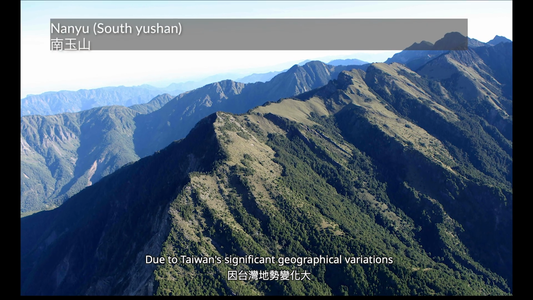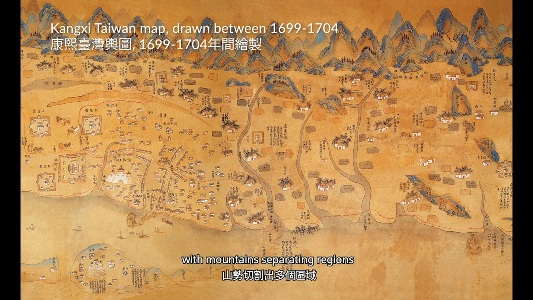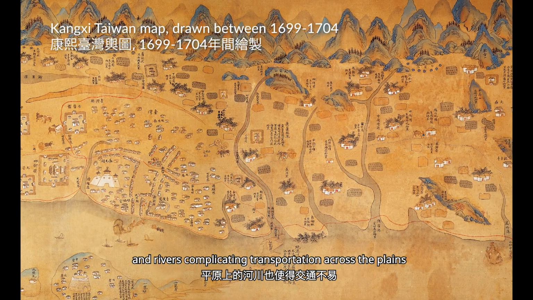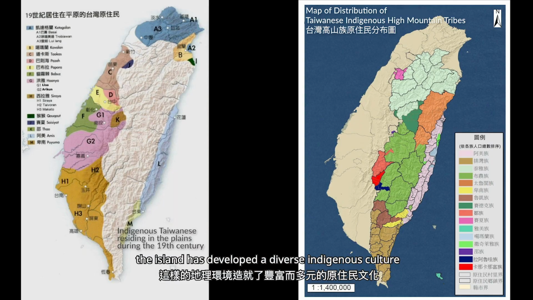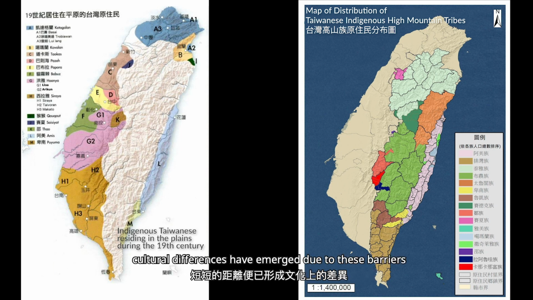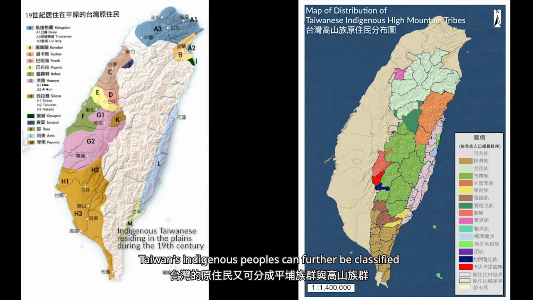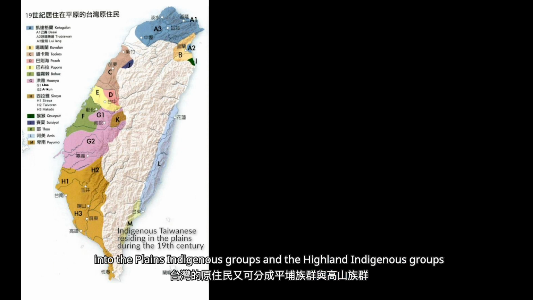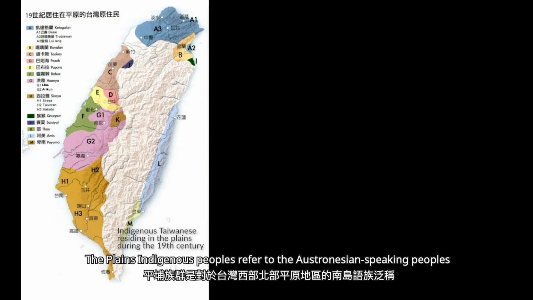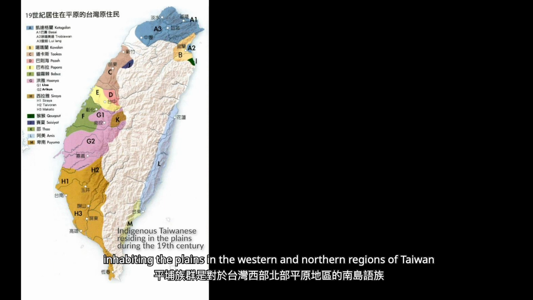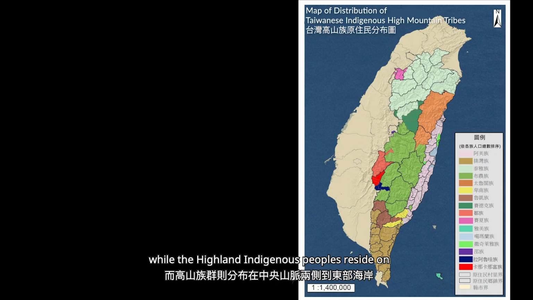Due to Taiwan's significant geographical variations with mountains separating regions and rivers complicating transportation across the plains, the island has developed a diverse indigenous culture. Even over a short distance, cultural differences have emerged due to these barriers. Taiwan's indigenous peoples can further be classified into Plains indigenous groups and the Highland indigenous groups. The Plains indigenous peoples refer to the Austronesian-speaking peoples inhabiting the plains in the western and northern regions of Taiwan, while the Highland indigenous peoples reside on both sides of the Central Mountain Range and the eastern coast.